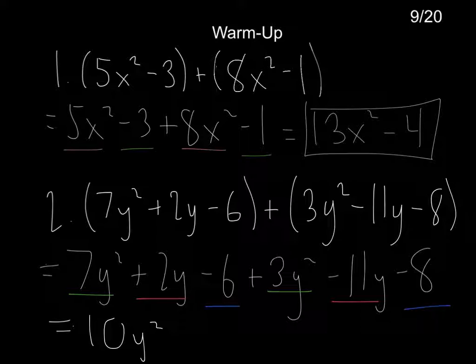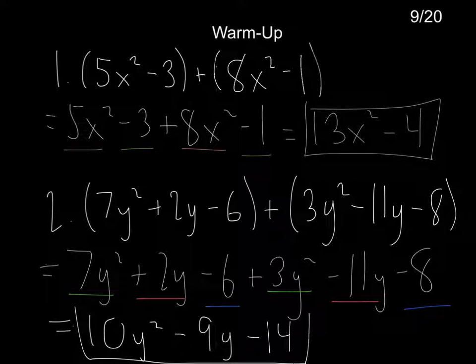squareds. I've got positive 2y's here, negative 11y's there. That will combine to make negative 9y. And I have negative 6 here, negative 8 there. It's like negative 6 plus negative 8 makes negative 14. Again, notice how I've written this in decreasing order of degree. Second degree, first degree, 0 degree.